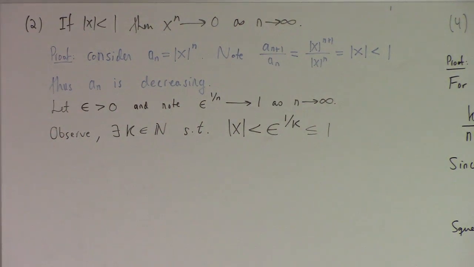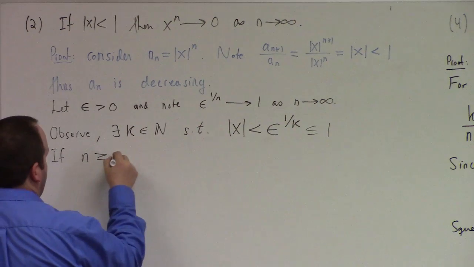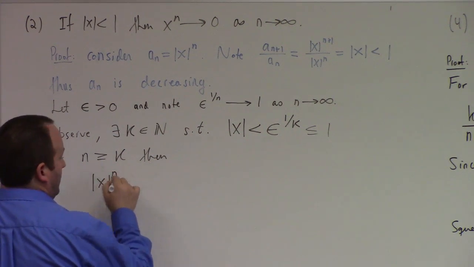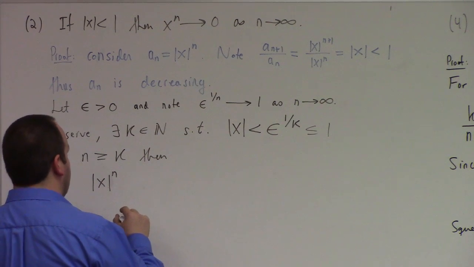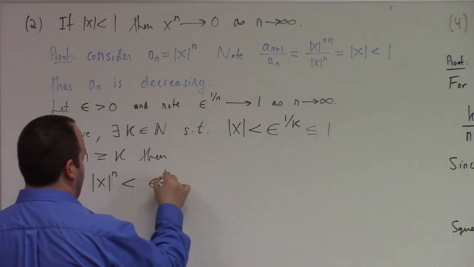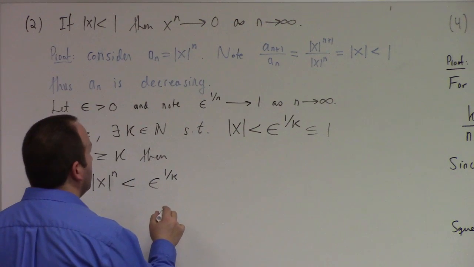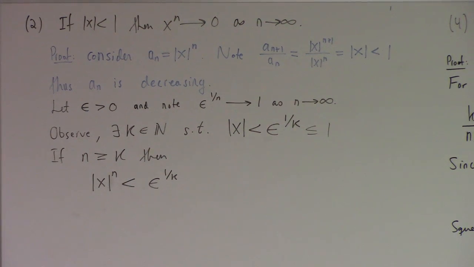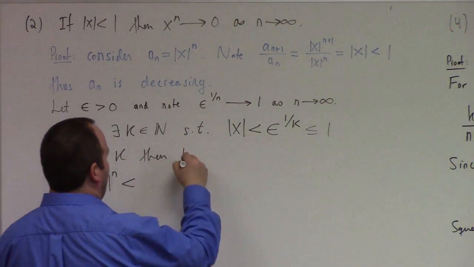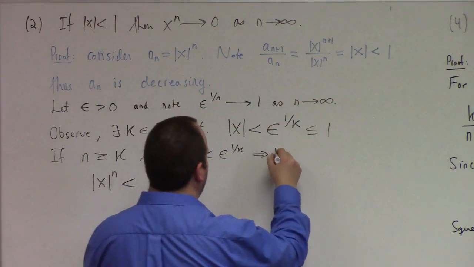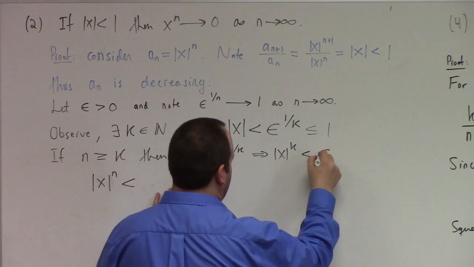If n is greater than or equal to k, then the absolute value of x to the n is what? Is less than epsilon to the 1 over k. What's that? Lost my place. Oh, duh. The absolute value of x is less than epsilon to the 1 over k. What's that say about the absolute value of x to the k? It's less than epsilon, right?